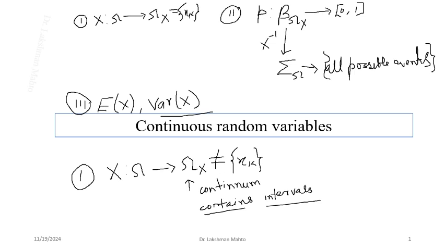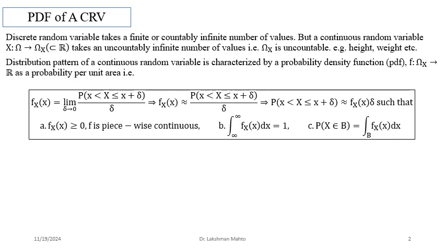So if you are willing to compute probability in a volume, how will you compute it? The probability density function will come there, for a continuous body. A discrete random variable takes either a finite or countably infinite number of values, that we call countable random numbers. But a continuous random variable takes uncountably infinite number of values. That means omega x is an uncountable set.